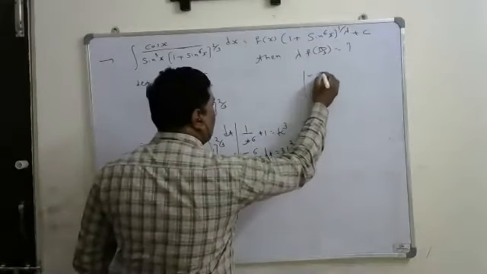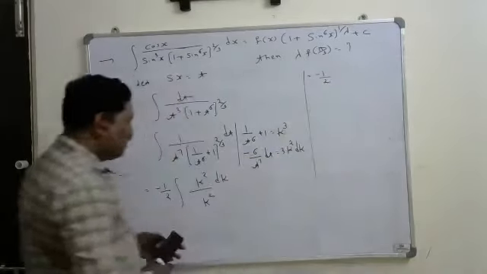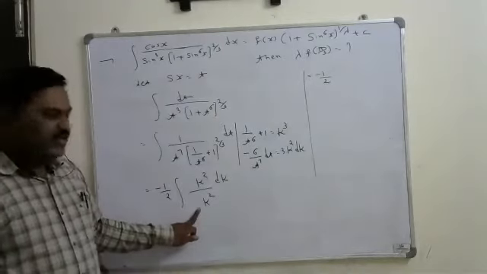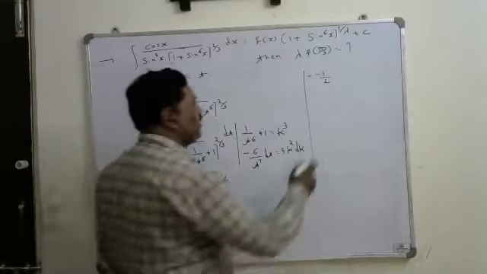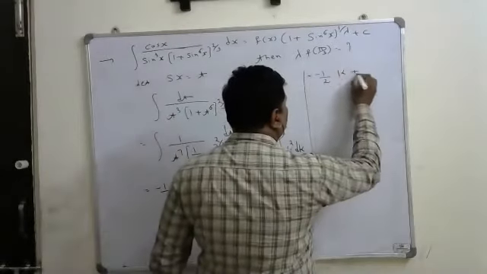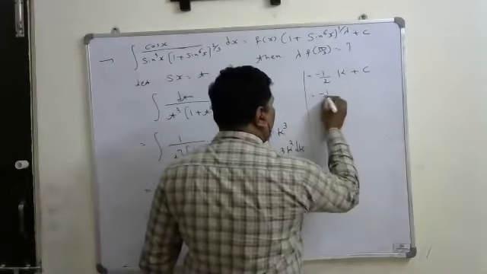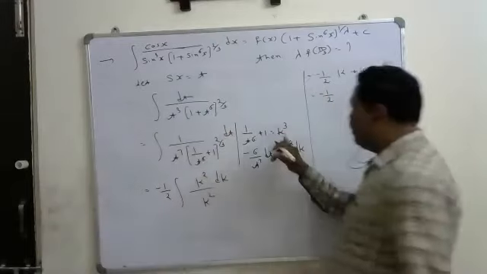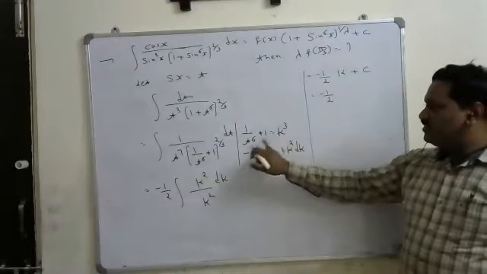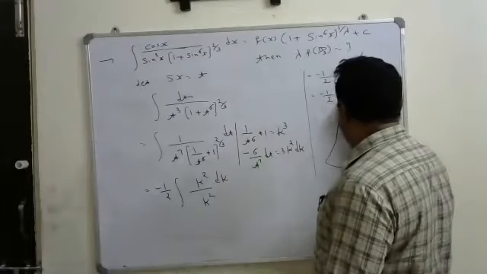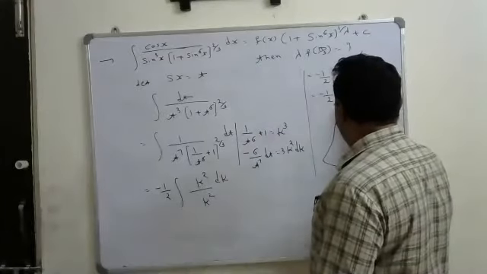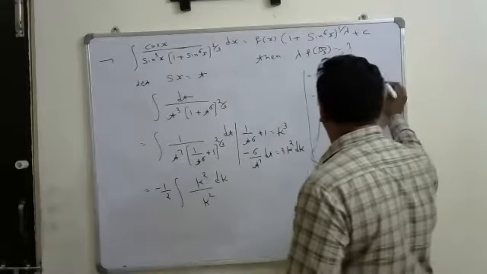That is minus 1 by 2 into k square gets cancelled. Remaining is integral 1 dk. Integral 1 dk is k plus c. So that is minus 1 by 2 into k. K means we have taken that k cube is this much. K means cube root of 1 by t power 6 plus 1, plus c.